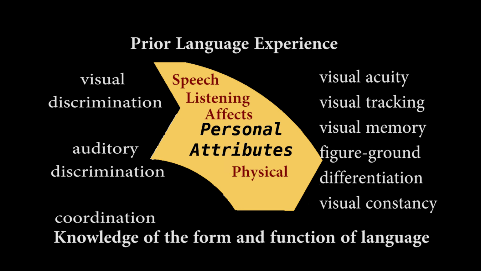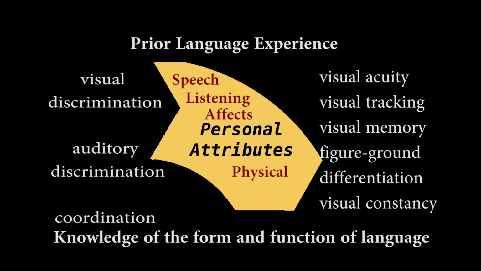Visual memory is the ability to recall from memory past visual experiences. For example, the ability to draw from memory any of the geometric symbols and writing the alphabet or a word require visual memory. Figure ground differentiation refers to the learner's ability to select the dominant figure from the surrounding background. For example, the ability to focus on the individual words embedded in connected text requires figure ground differentiation.